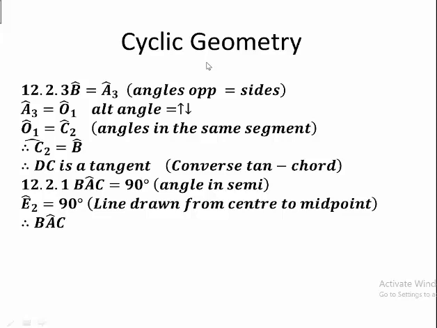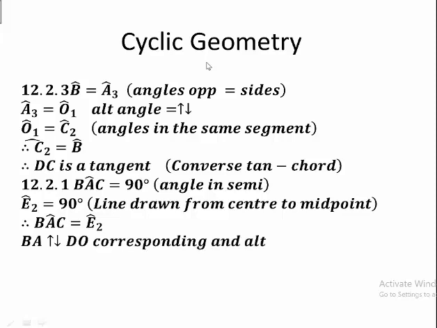And that actually means that the question that we are answering, BA is parallel to DO, is true. Corresponding angles and alternate angles are equal, right? So we know that for a fact. Now we are done with this question.